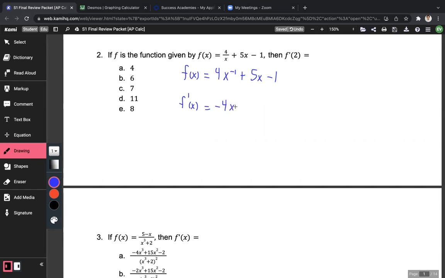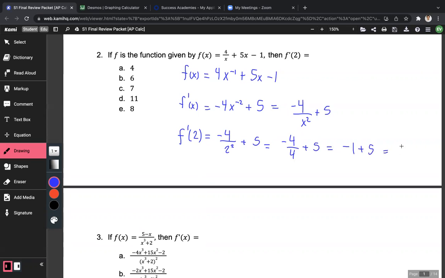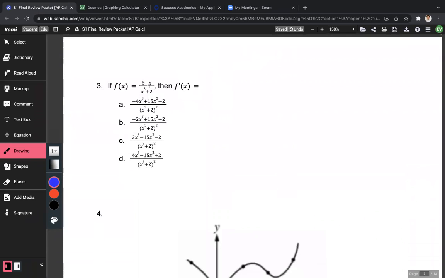So now I apply my power rule. I get negative 4 times x to the negative 2 power plus 5. And just to make the computation easier, I'm going to rewrite that as negative 4 over x squared plus 5. Evaluating this at 2, f prime of 2 equals negative 4 over 2 squared plus 5. That's equal to negative 4 over 4 plus 5 equals negative 1 plus 5 equals 4. And that's option A.